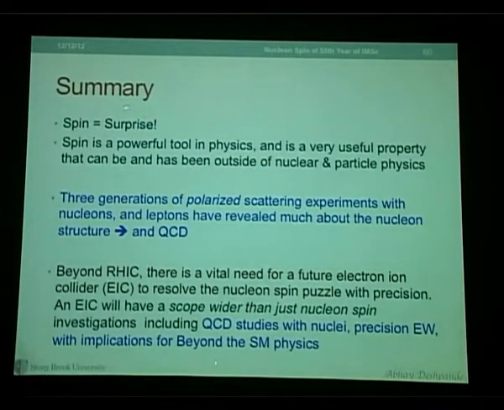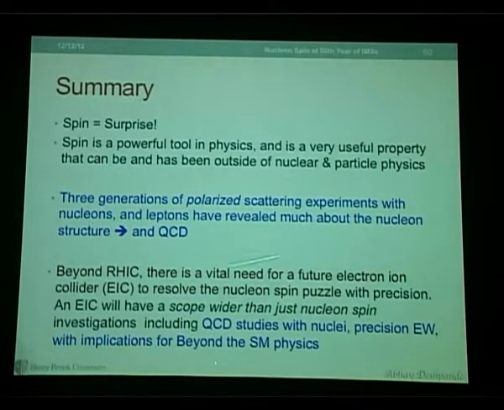So spin, in my mind, is equivalent to surprise. It's a powerful tool in physics and a very useful property that can be used outside of nuclear and particle physics as well. There have been 3 generations of polarized scattering experiments, and we believe that we have just scratched the surface of understanding the nucleon spin. But that's not the only aim we should think about. It's really telling us something fundamental about QCD, and that's really why we should be doing it.